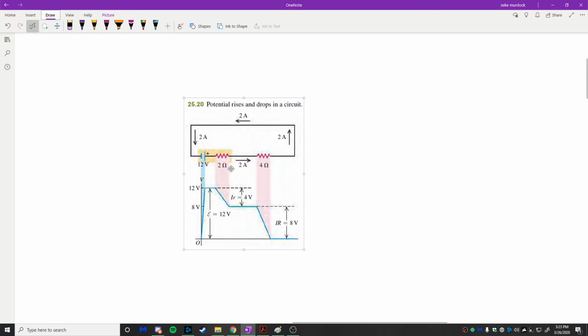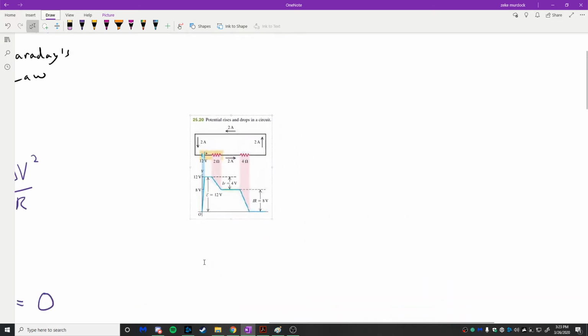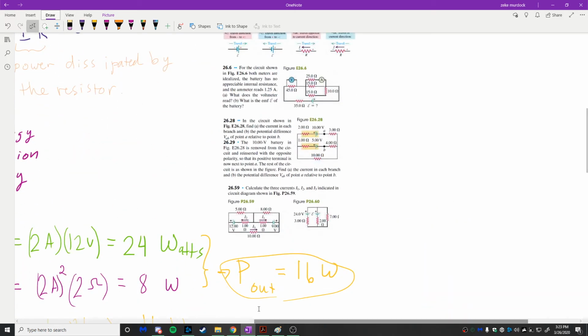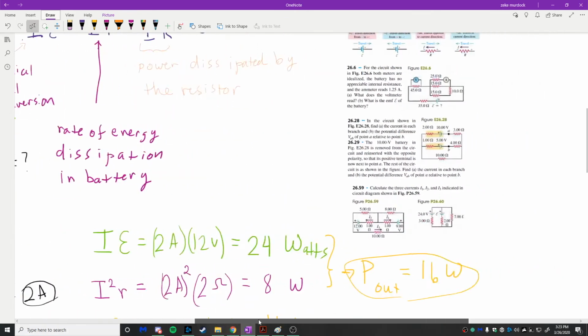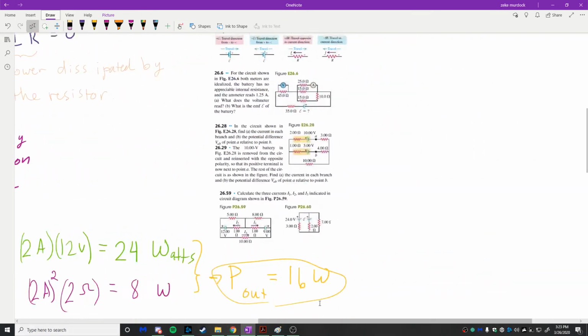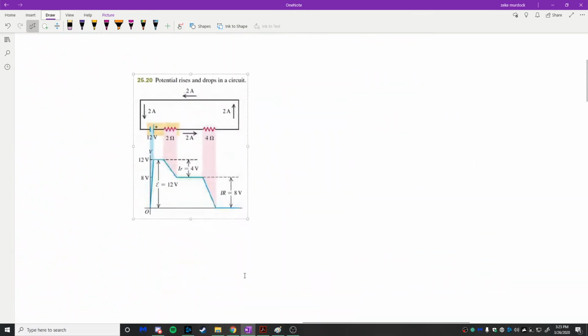I believe this is the same circuit we were just talking about, right? 2 ohms, 4 ohms, 2 amps of current running through the circuit. Was that the same as ours? Yeah, 2 amps, 2 ohms, 4 ohms, right? Okay. So it's our same circuit, but this is drawn in a little bit different way.